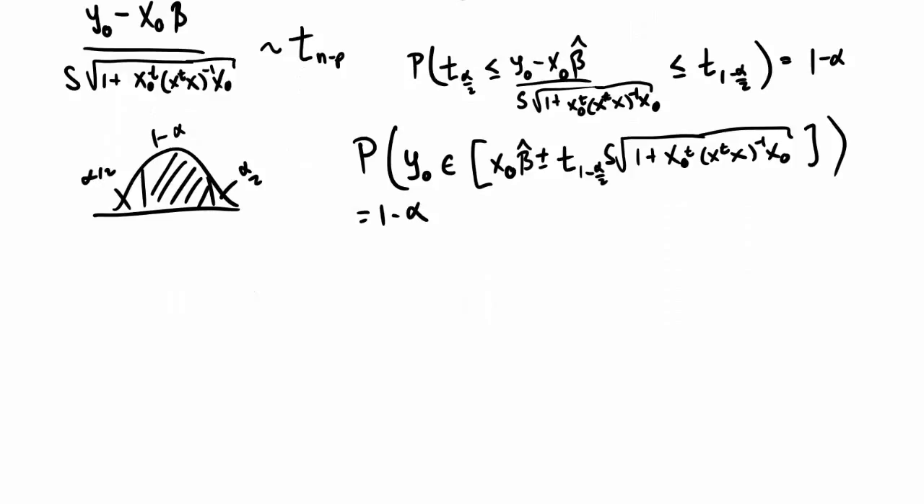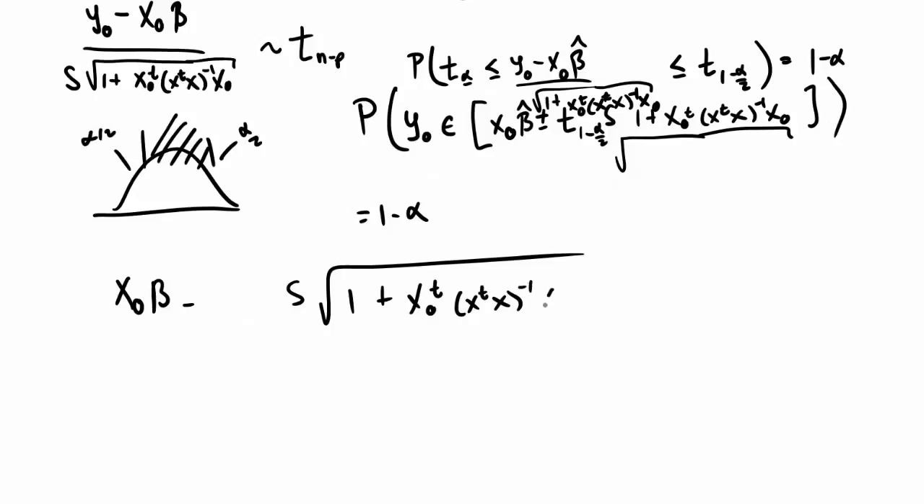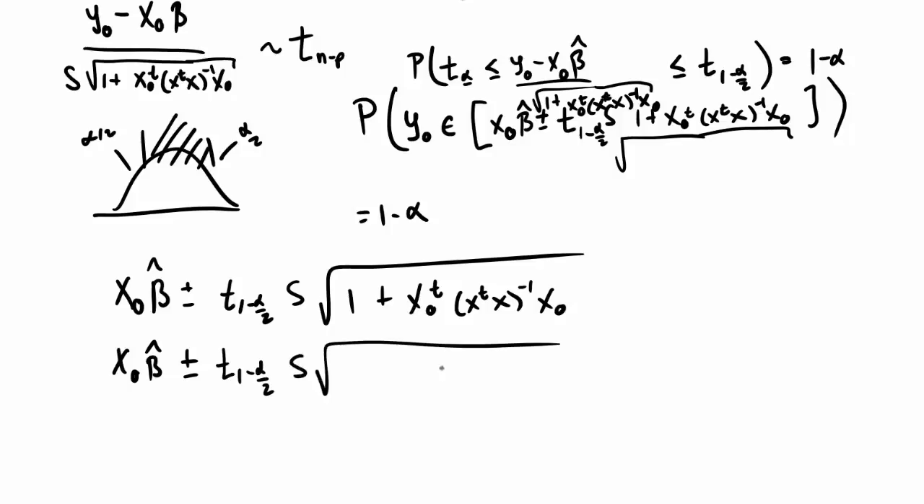Okay, so this quantity, x_0 β̂ plus or minus the t quantile times s times the square root of 1 plus, is our prediction interval. Notice it's exactly the same as our confidence interval for the mean of the regression surface at that point. The only difference being, no 1 plus.